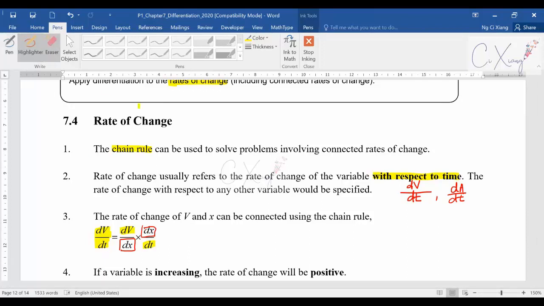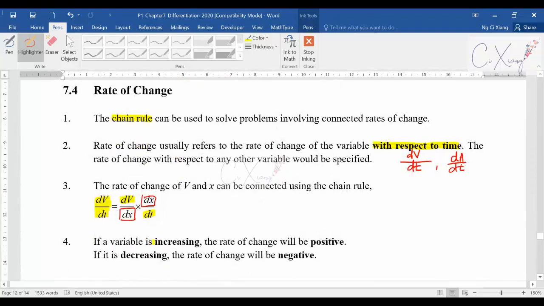Now, when the variable is increasing, then the rate of change will be positive. If it is decreasing, then the rate of change will be negative. This is quite important, because if in a particular question you realize that the value of that particular variable is decreasing from time to time, that means when you substitute into your calculation, that particular rate of change should be a negative value. Remember that. A lot of students forget about it. So these are very simple details on the rate of change. Nothing much we can talk about it. Maybe you can discuss a few examples and see how.